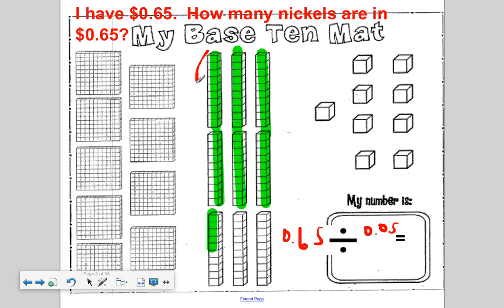So let's count. There is 1 nickel, 2 nickels, 3 nickels, and so on, up to 12 nickels, 13 nickels. 13. What if I do not want to use a graph? Is there another way I can do this? Yes, you can.